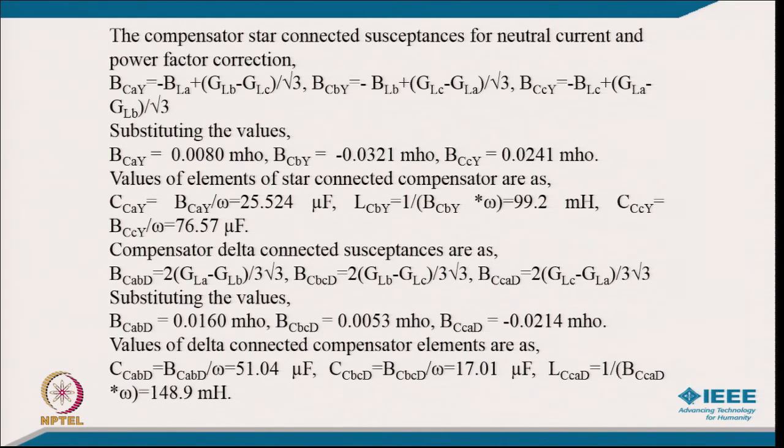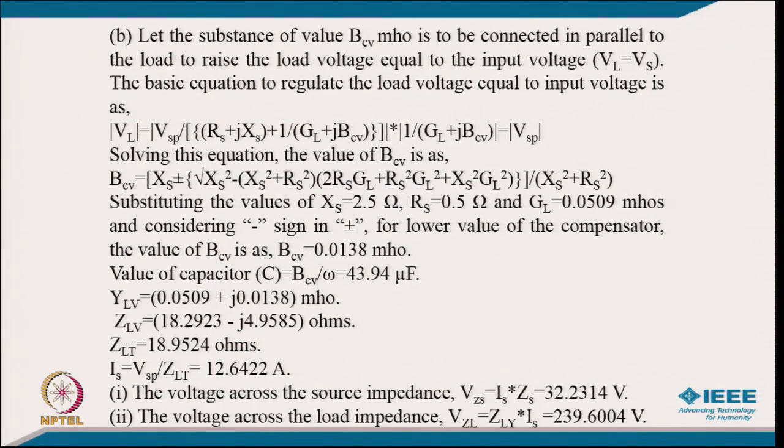So, the compensator is star connected for the neutral current component and perfect correction. These are for your star connected compensator, and putting the values of all the elements of the load, we get the capacitance for A phase to neutral 25.52 microfarad, the inductance between B and neutral 92.2 millihenry, and C to neutral 75.57 microfarad. For the delta connected compensator, these are the typical derived relations, and putting in the values we get the capacitance across line AB 51.04 microfarad, the capacitance across BC 17.01 microfarad, and across line CA an inductance of 148.9 millihenry.